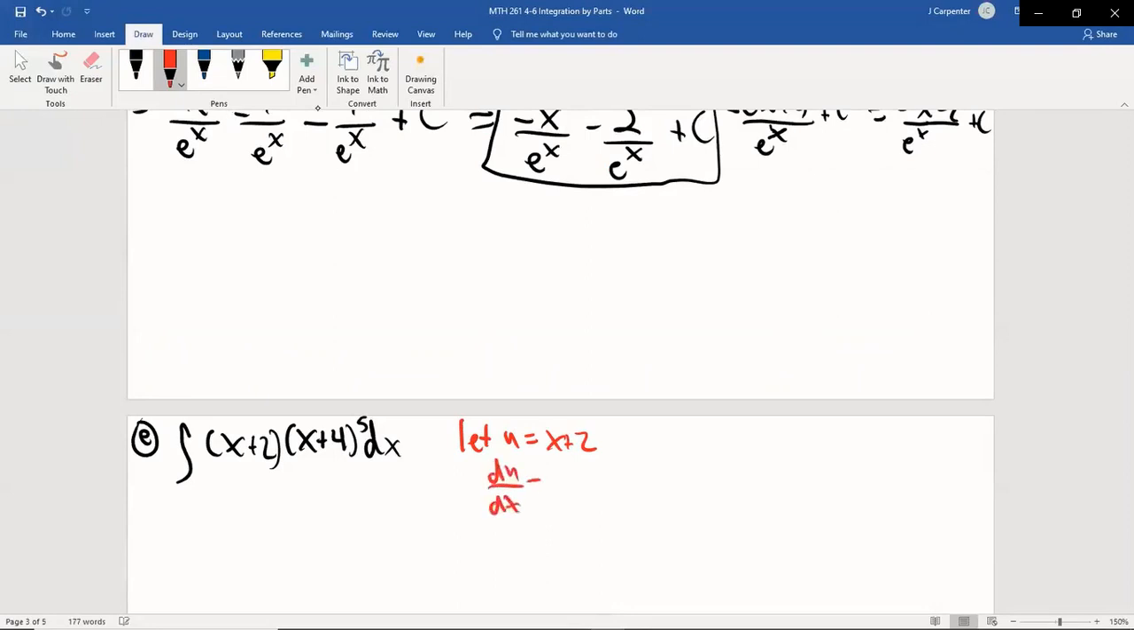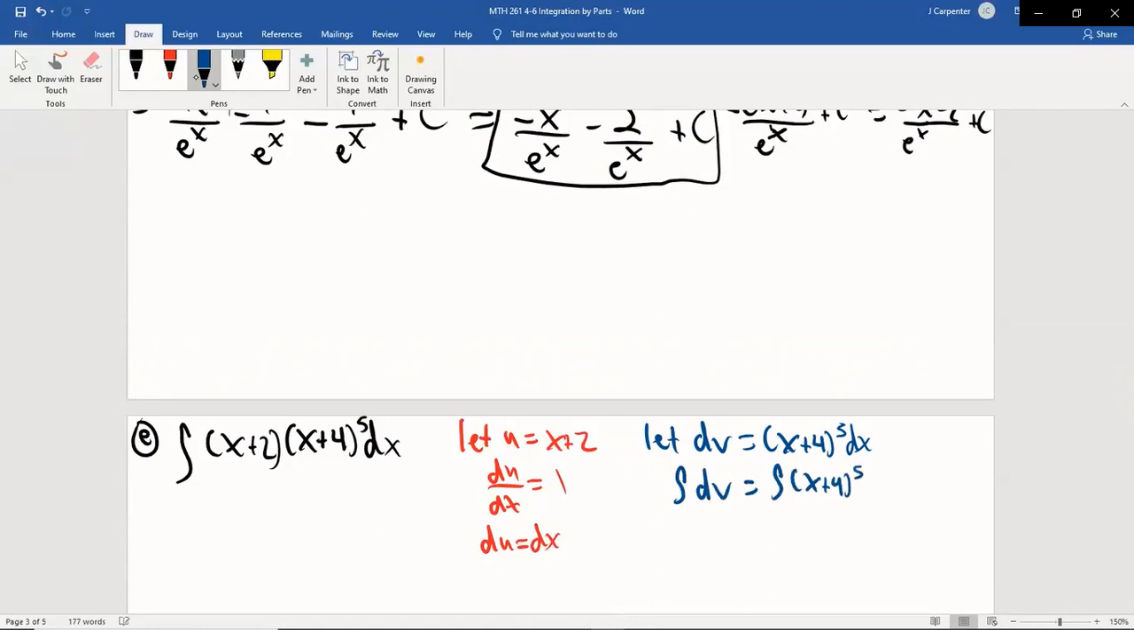du over dx equals 1. The derivative of x is 1. The derivative of 2 is nothing. Multiply both sides by dx, and you get that du is equal to dx. So we'll let dv be the rest, which was the parentheses x plus 4 to the 5th power dx. And then we're going to integrate that. So the integral of dv equals the integral of x plus 4 raised to the 5th power times dx.